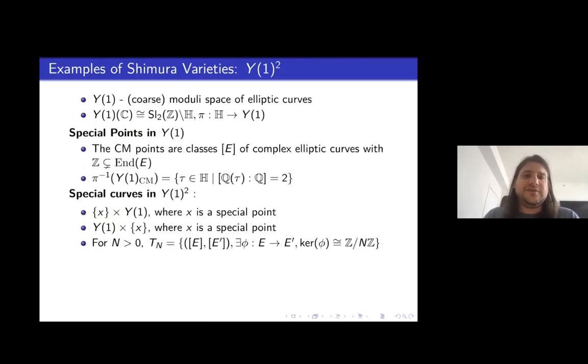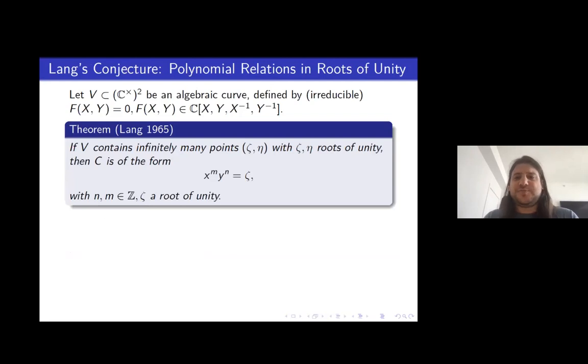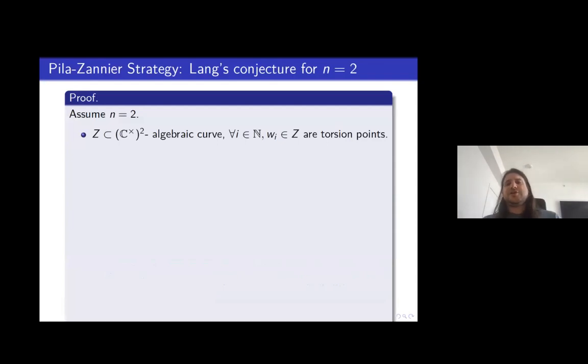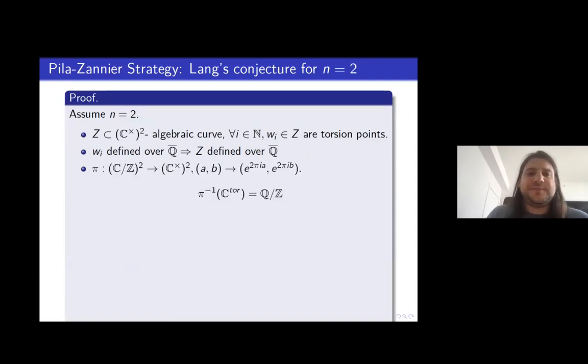So just to remind you, we're talking about this problem here. If you have a curve inside C star squared, it contains infinitely many roots of unity. It's got to be of this form. Okay. So let Z be such a curve, and suppose you have a bunch of torsion points on it, Wi. The torsion points are all defined over Q bar. They're all algebraic, so Z is algebraic. And for simplicity, I'm going to assume Z is defined over Q. It's not going to change anything, but might make things a bit simpler.